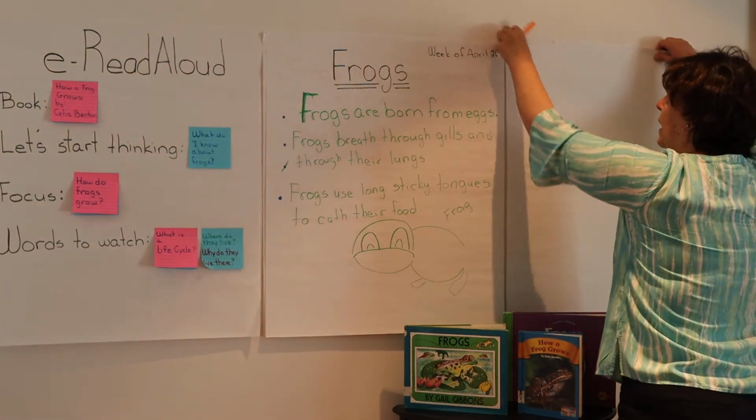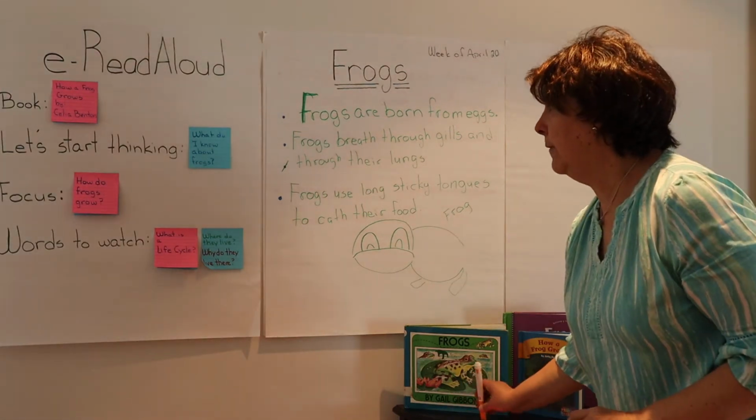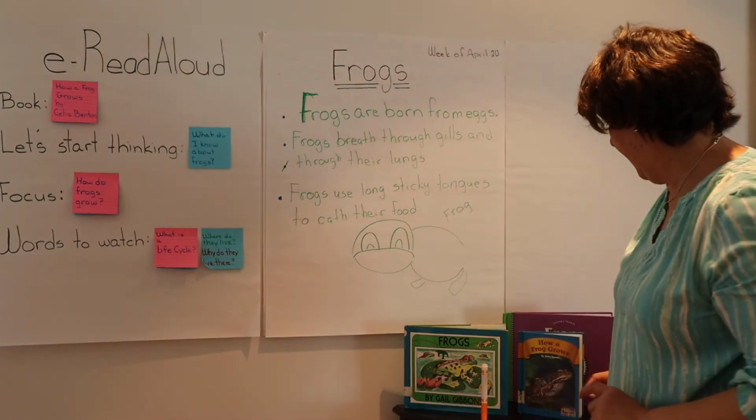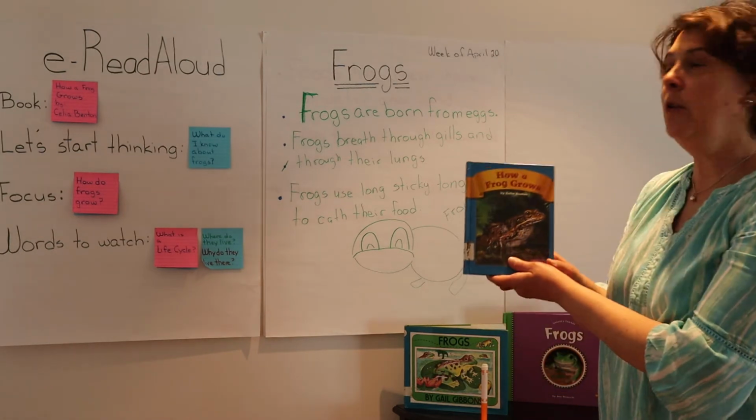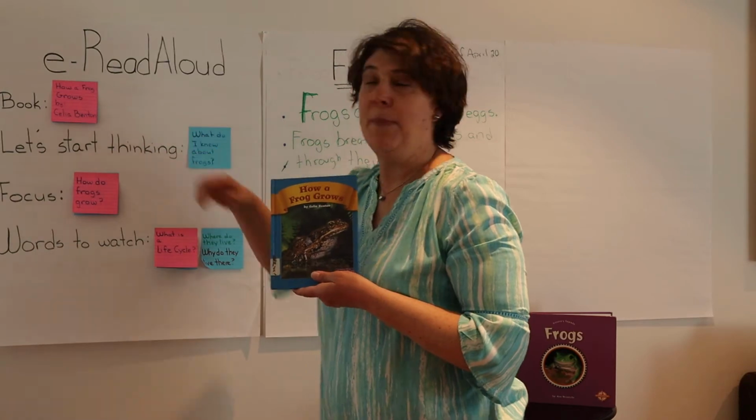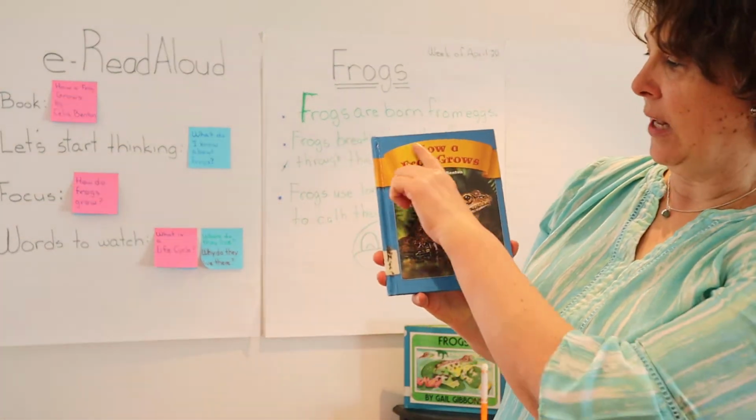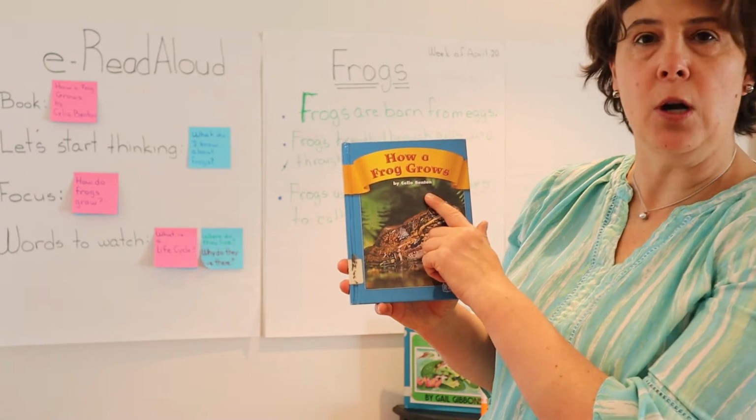So now that we've done our review, I want us to start thinking about the following. What is a life cycle? So we're going to be looking at the book How a Frog Grows by Celia Benton. Can you see the book? So it's answering the question, how a frog grows.